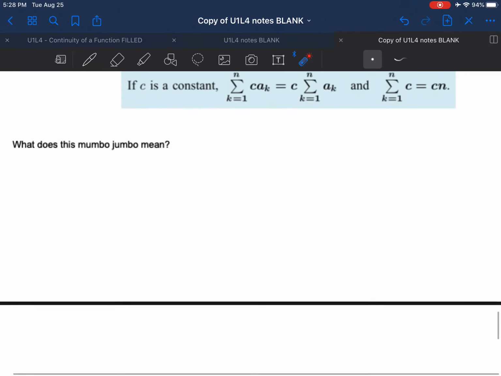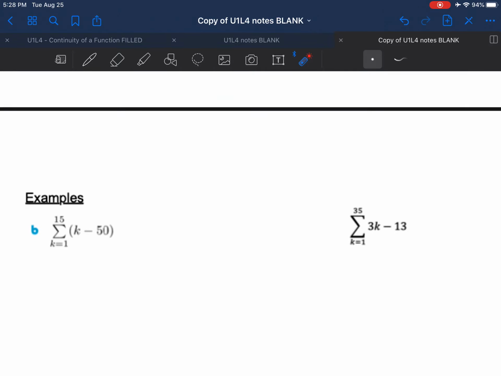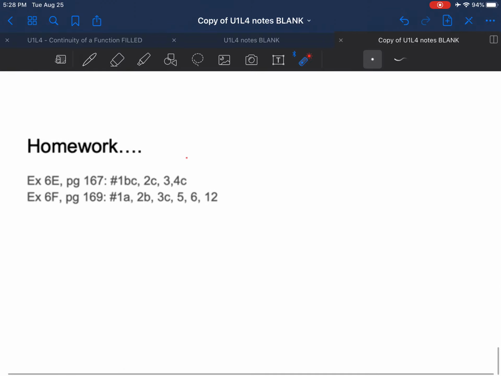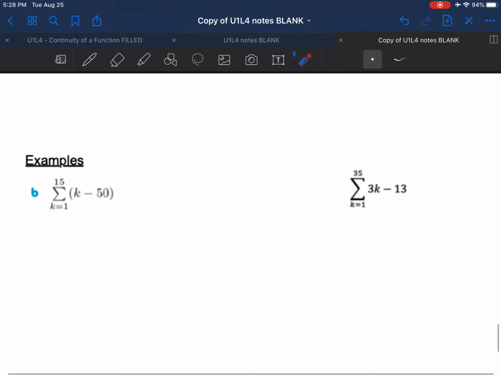All right, so let's look at what this stuff means. Let's do some examples and then it will make more sense. We've got two examples. Not too bad.